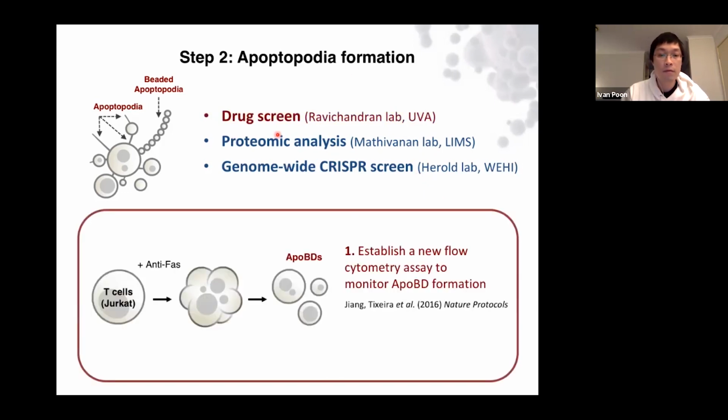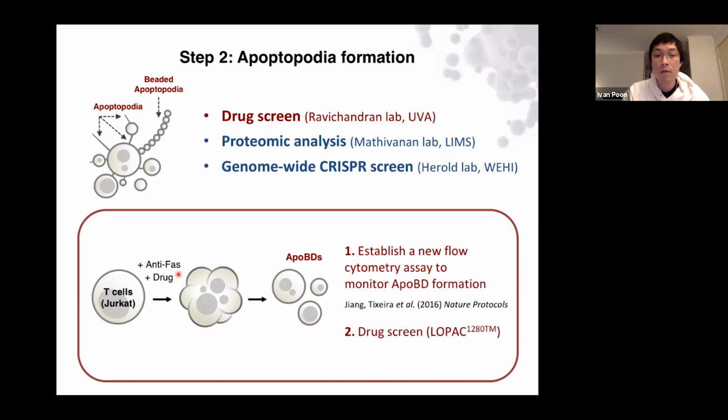So in terms of the drug screen, it's actually quite simple. We've got some human Jurkat T cells where we can induce them to undergo apoptosis by anti-Fas, which then most of the cells will undergo membrane blebbing. But what's interesting is that only about 10 to 15% of them will actually form fragments of apoptotic bodies. And then what we did was we developed a very robust flow cytometry assay where we can accurately quantify the ratio of apoptotic bodies compared to cells that are undergoing apoptosis.